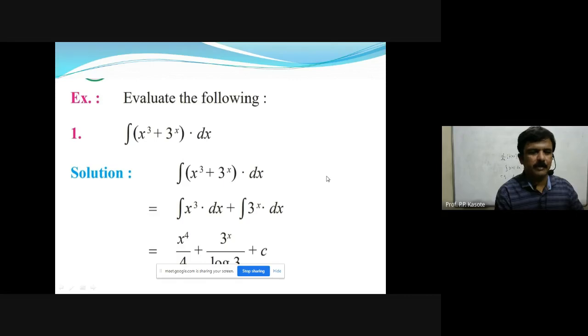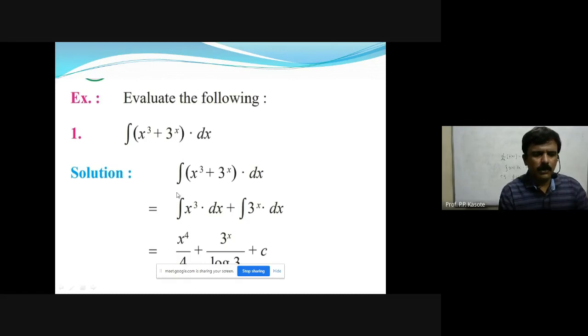Now see the first example. Evaluate the following. Okay, now let us see how to read the same. Let us see how this example is to be read first. See the example number 1. This sign is of integral. So let us read it as the integral of x cube plus 3 raised to x dx. There is addition of two different functions. It is a power function, whereas the other is an exponential function. x cube is power, 3 raised to x is exponential.